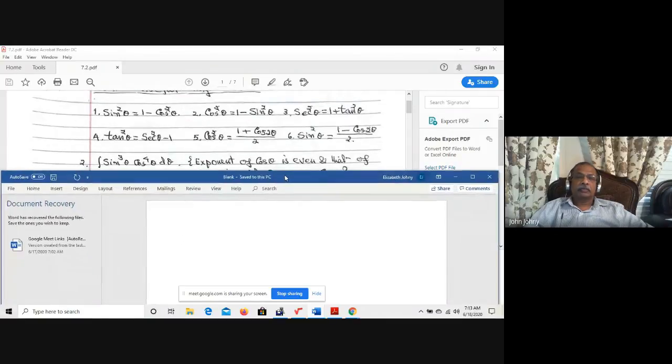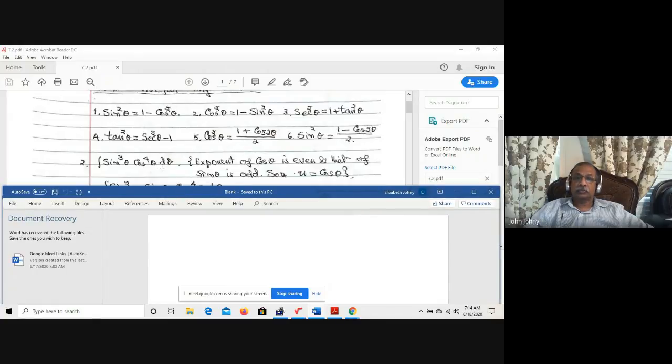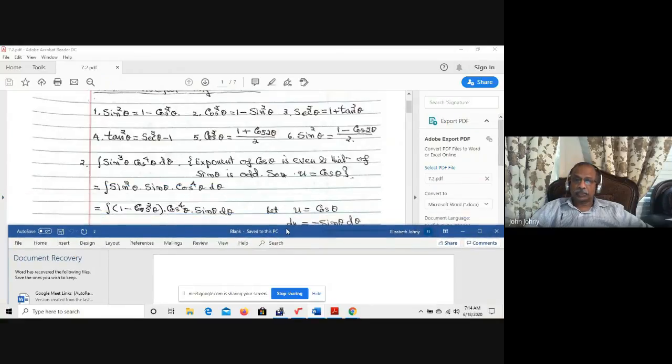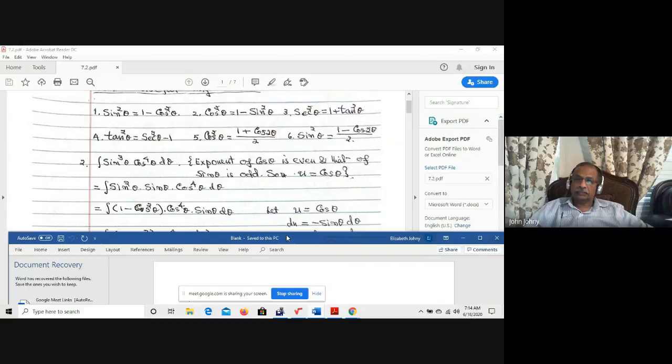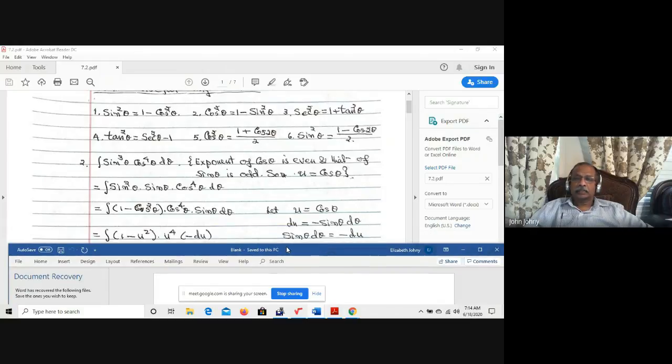Number 2 is evaluate the integral of sine cubed theta cos to the 4 theta d theta. This is a product of sine and cosine, and in that case what you have to observe is the exponent of cosine is even and the exponent of sine is odd. In that case, your substitution must be u is equal to cos theta, so du is equal to negative sine theta d theta, and so sine theta d theta is equal to negative du.